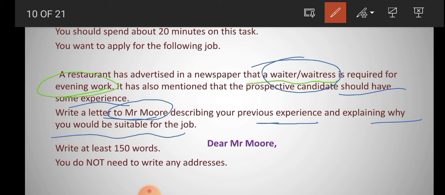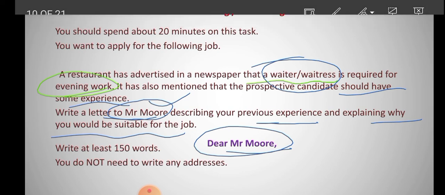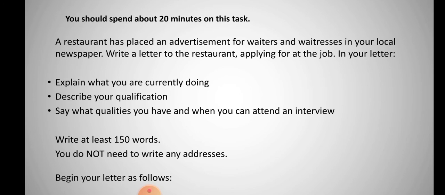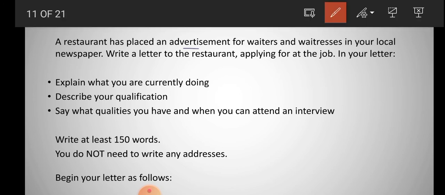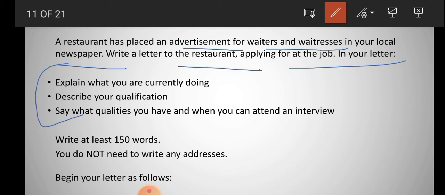Now in this letter, because a name is mentioned, we have to use that name. We can't write dear sir or madam. All right. Okay, let's read the next letter. Next is, a restaurant has advertised for a waiter and waitress in your local newspaper, and you write a letter to the restaurant. You need to explain these three bullet points: explain what you are currently doing, qualification, qualities, and when you can attend the interview. Now see, these two letters require the appointment of a waiter and waitress.